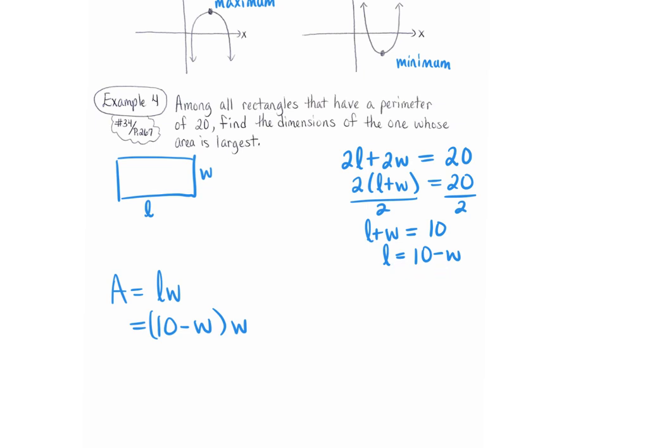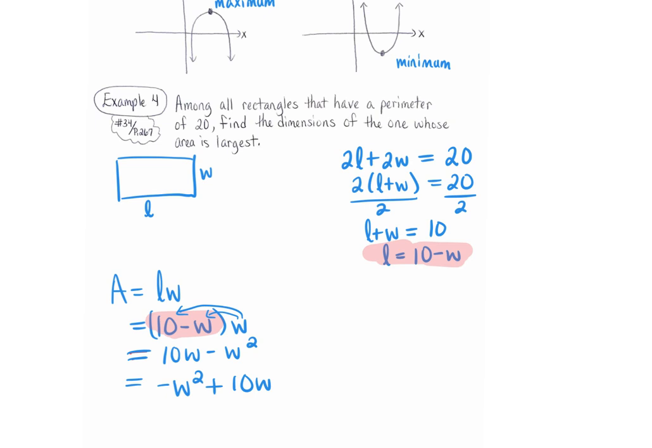So we use what we knew about the perimeter, and we substituted this into our area for L. The benefit of doing that was getting our area to be a function of W. Distribute this W because we're multiplying. So we get 10W minus W squared. Rearranging this is negative W squared plus 10W.